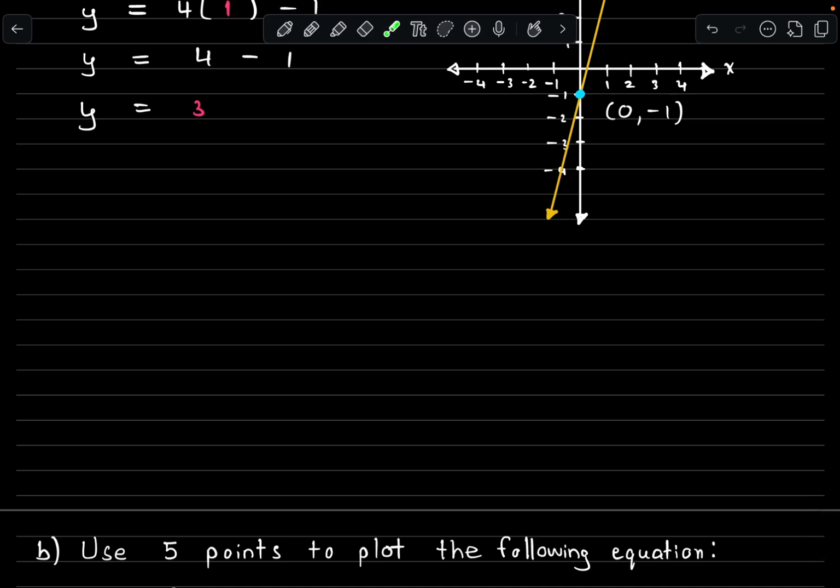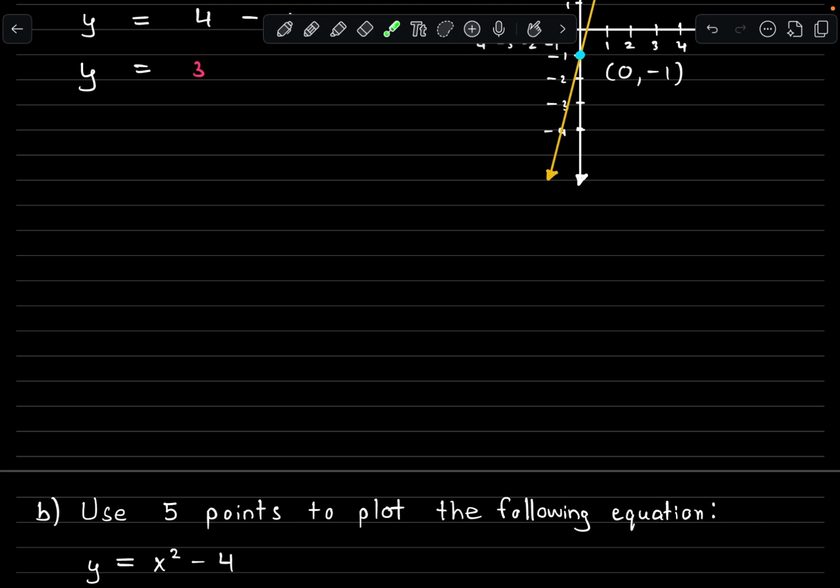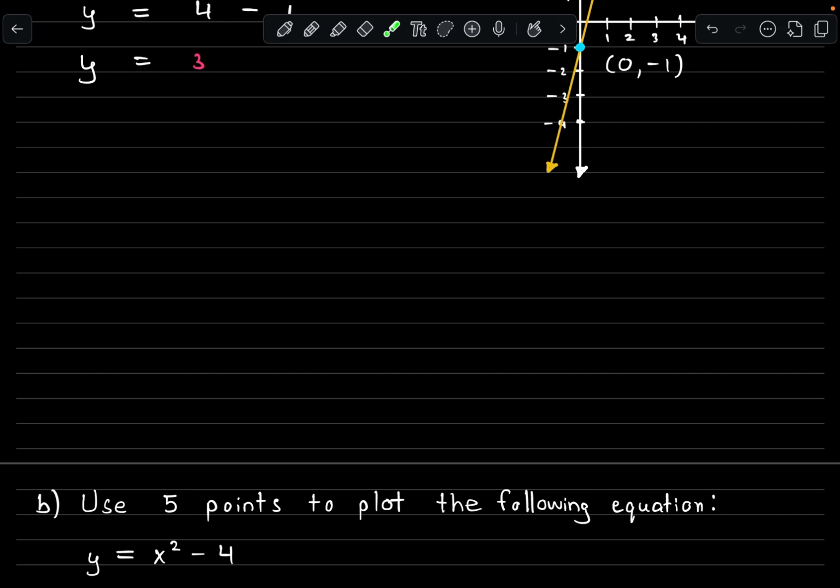Part B says, use 5 points to plot the following equation. Now this equation says y is equal to x squared minus 4, which you may recognize, because it has a square in it, this is quadratic. Okay, this is no longer a linear equation. So let's see what kind of shape a quadratic equation is going to give us.